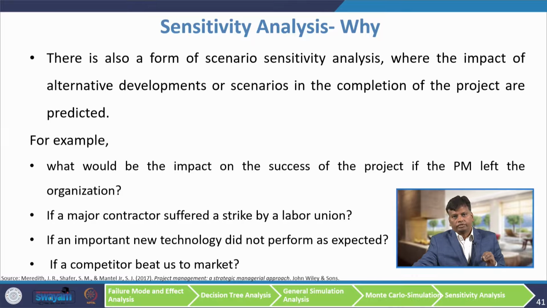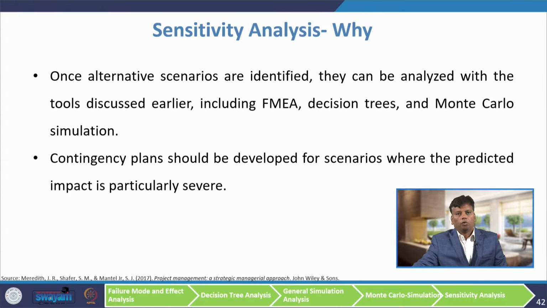These kinds of scenario analysis can also be done by doing an advanced simulation analysis for assessing the project risk. Once alternative scenarios are identified, they can be analyzed with the tools discussed earlier, including failure mode and effect analysis, decision tree, Monte-Carlo simulation, and a contingency plan should be developed for scenarios where the predicted impact is particularly severe.